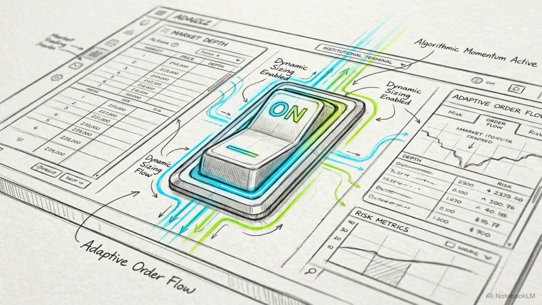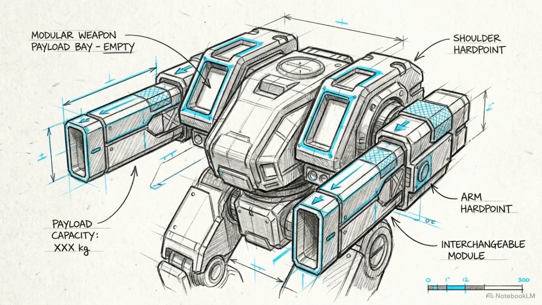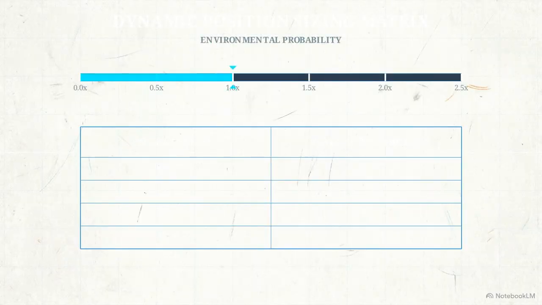Optimal risk management requires treating your contract size as a fluid payload that automatically expands or contracts based on the structural state of the market chassis. This is the dynamic position sizing matrix. It relies on algorithmic scaling to ensure that the capital you deploy precisely matches the environmental probability of the setup.